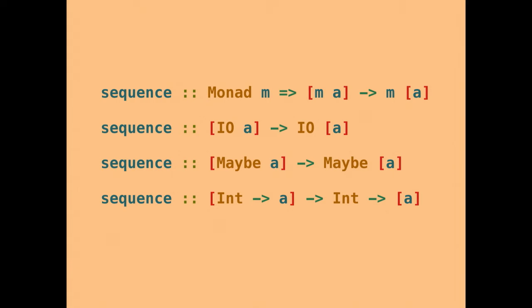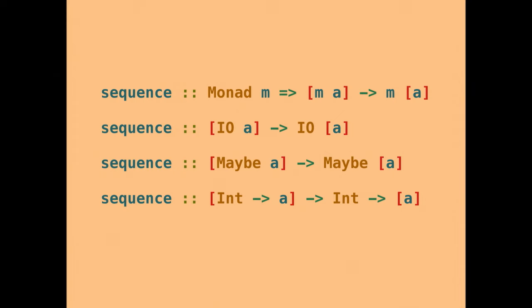But M could also be Maybe, where I have a list full of Maybes, each of which could be an A or Nothing. And it will return a Maybe of a list. That Maybe will be Nothing if any of the elements of the input list are Nothing. Otherwise, it will give me a list of everything. And functions also happen to be an instance of the monad class. So I can take a list of functions that all take an integer and return an A, and I can apply them all to one integer. And it will give me a list of all the results.